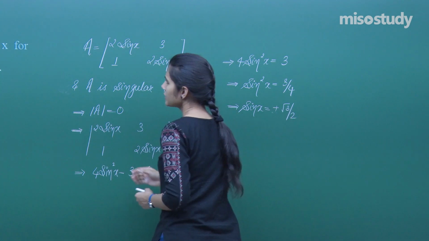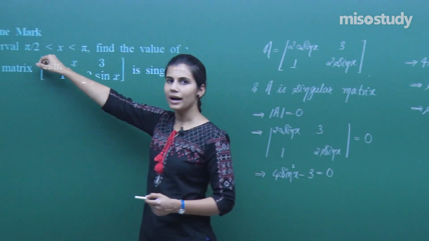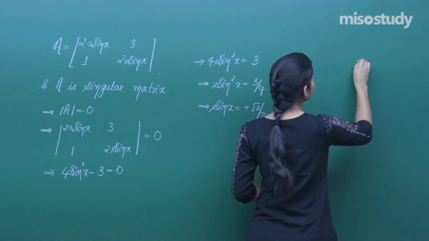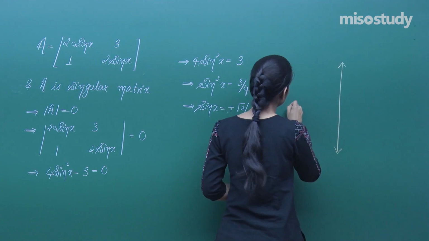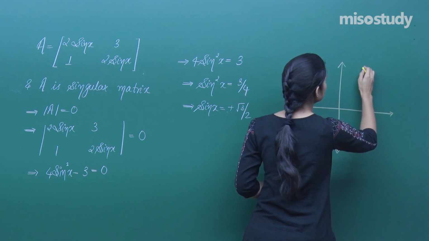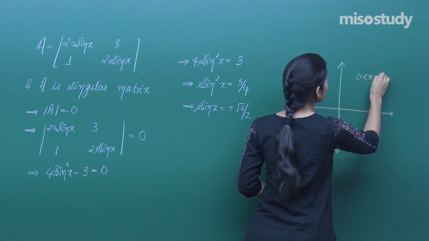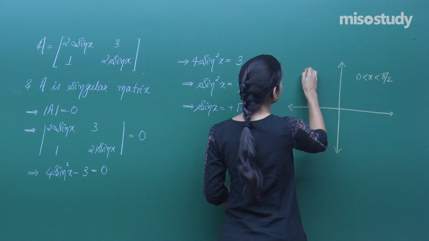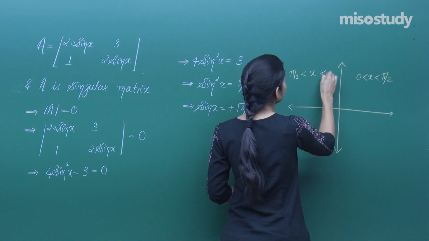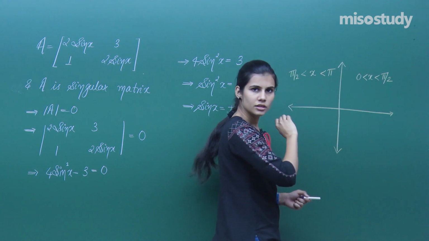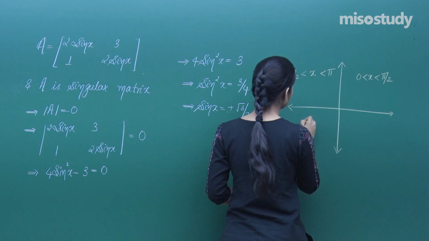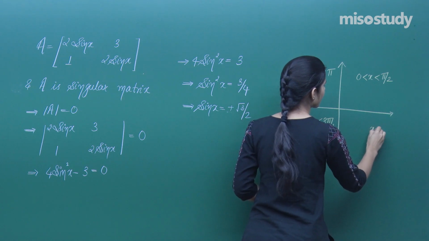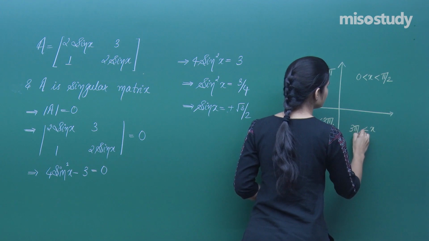Why? Because x is given to be lying in the pi by 2 to pi open interval, and in our quadrant system, if you remember, if I talk about the quadrant system, in the first quadrant x is lying between 0 to pi by 2, second pi by 2 to pi, third pi to 3 pi by 2, fourth 3 pi by 2 to 2 pi.